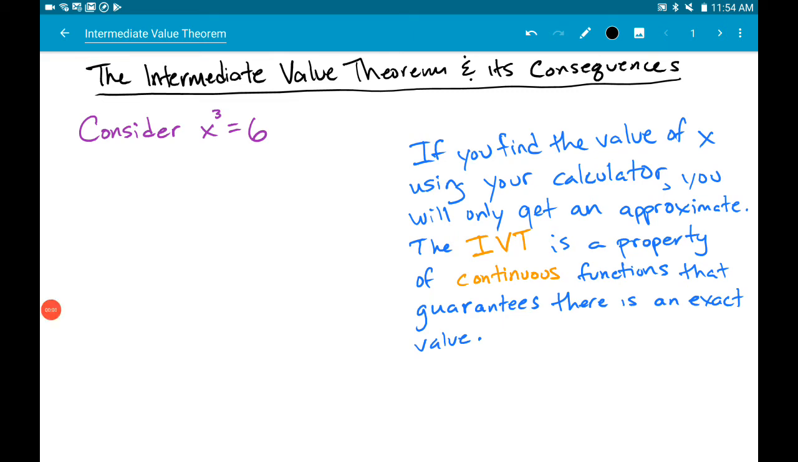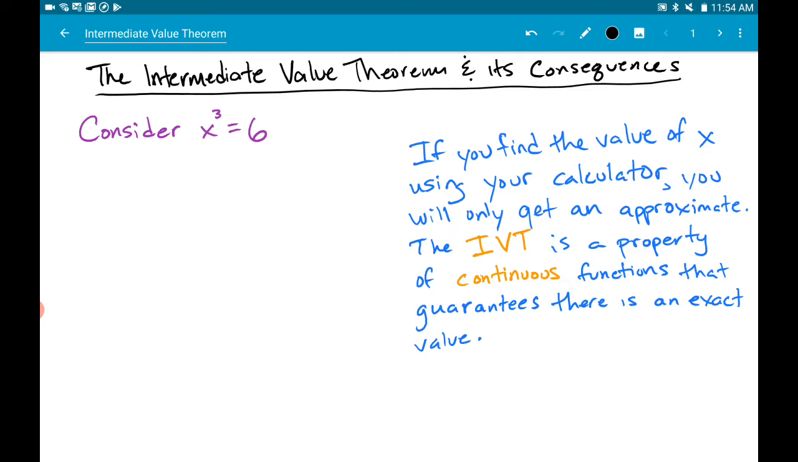All right, everybody, here we go. We're going to talk about the intermediate value theorem and some consequences that follow. I'll refer to the intermediate value theorem as the IVT. So here we go. Let's just start by talking about what it is.